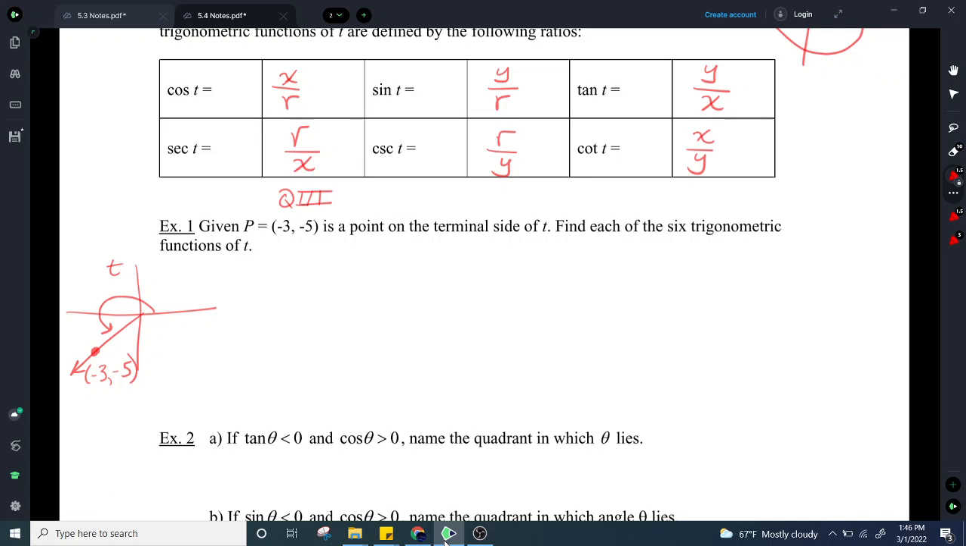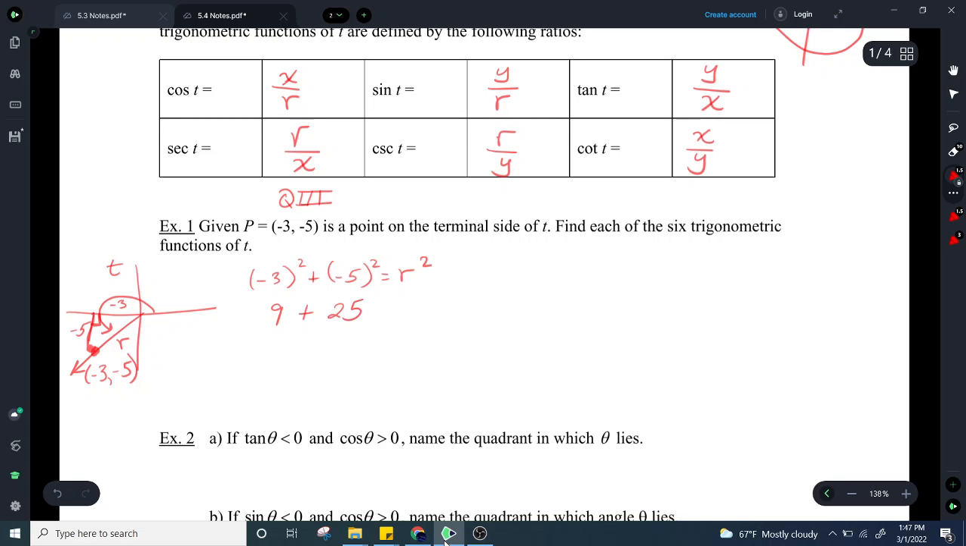So before I get too involved, I need to figure out what r is. By the way, here's where this comes from. It's just the Pythagorean theorem. If we draw a perpendicular to the nearest x-axis, r is this hypotenuse. So if you think of this side as -3 and this side as -5, then -3 squared plus -5 squared gives us r squared. So -3 squared, of course, that'd be 9.